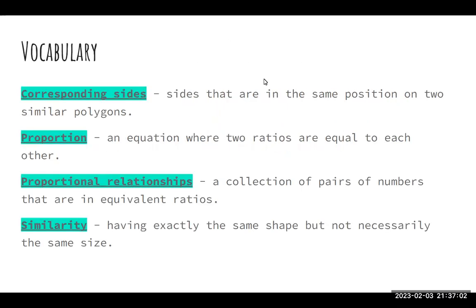So let's review some vocabulary. We have corresponding sides. These are sides that are in the same position on two similar triangles. We have a proportion. This is an equation where two ratios are equal to each other. Remember, ratio means fraction. A proportional relationship is a collection of pairs of numbers that are in equivalent ratios. And then similarity means to have the exact same shape, but not necessarily the same size.